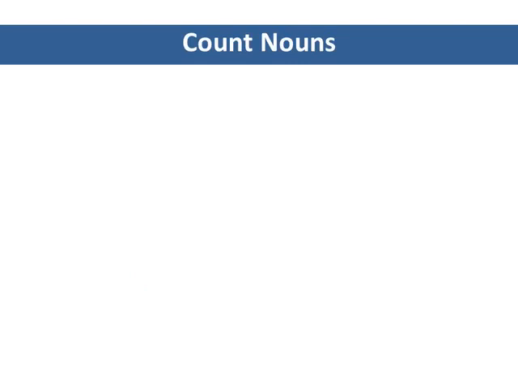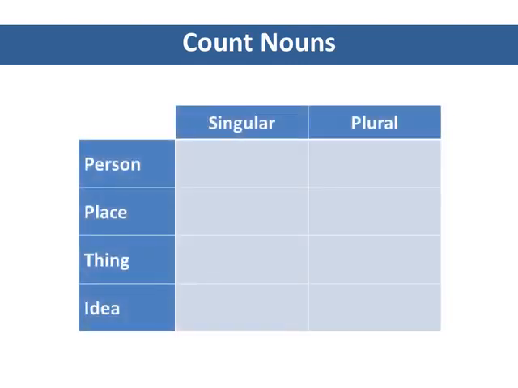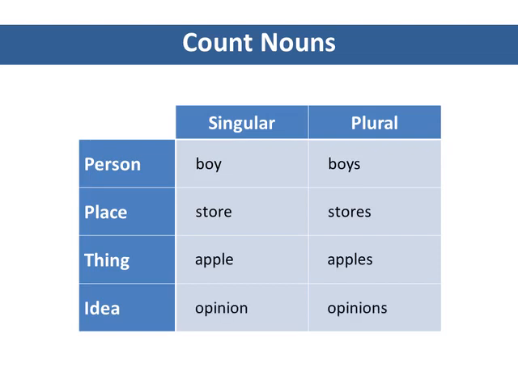Count nouns are nouns that can be counted. They generally have a singular and a plural form. Person, boy, boys. Place, store, stores. Thing, apple, apples. Idea, opinion, opinions.